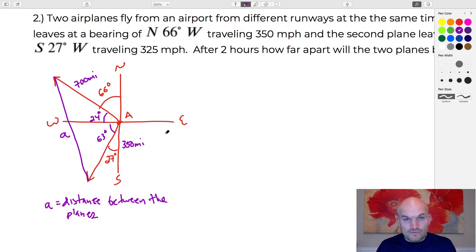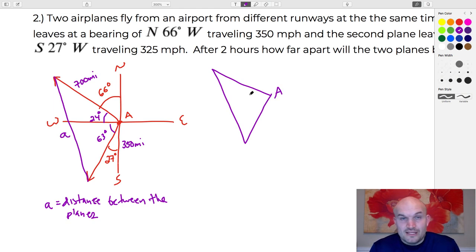I've now taken all this piece of information, and the next step I want to do is create a triangle from it. So I'm just going to redraw the triangle as best I can, because what I want to do is determine how I should solve this. It doesn't say use the law of sines or the law of cosines. It just says find this angle measurement. So we have 24 plus 63. Those added up give you that angle, which is going to be 87 degrees. And then here we know is 700 miles, and here is 350 miles.